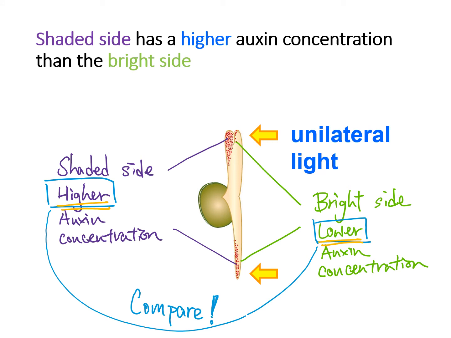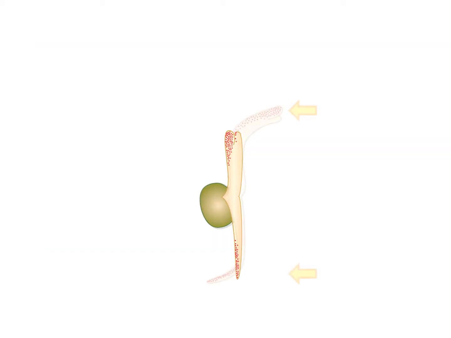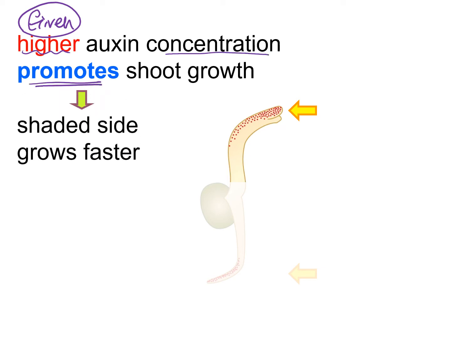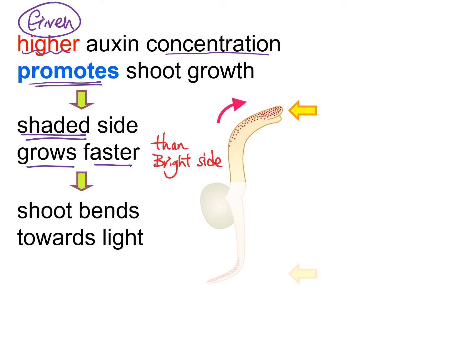Now let's compare. In the shaded side, there is a higher concentration of auxin than the bright side. Let's take a look at the shoot first. And given that higher auxin concentration is going to promote the shoot growth, the shaded side, it has a higher auxin concentration, so it will grow faster than the bright side. This helps the shoot to bend towards the light, the unilateral light.